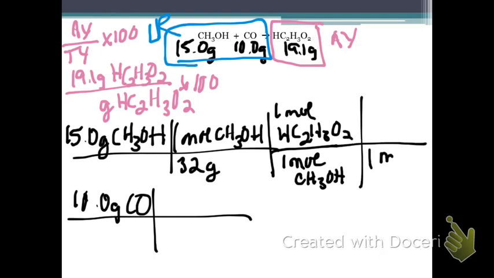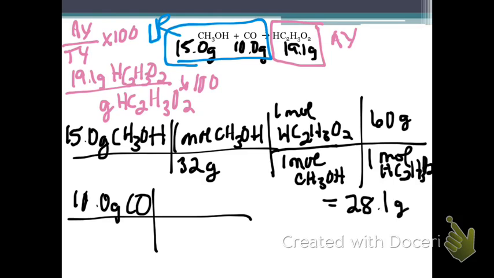And then for every mole of acetic acid, because I need grams, because I need the units to be identical, there are 60 grams of acetic acid. Total it out and I get 28.1 grams of acetic acid. Now I got to do it again.